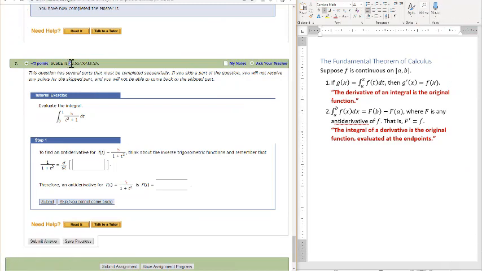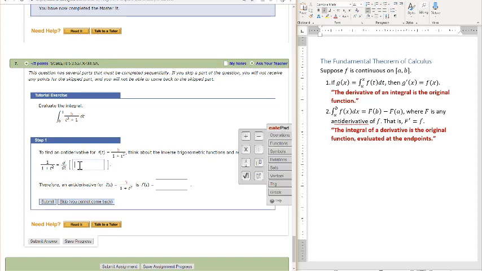This is the last problem from the lab assignment from section 5.3. It says that they want us to evaluate the integral from 0 to 1 of 5 divided by t squared plus 1 dt. So the antiderivative of this, think about the inverse trigonometric functions and remember that 1 divided by 1 plus t squared is actually the derivative of the arctangent function.